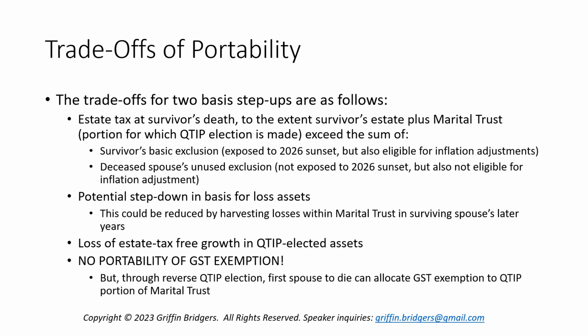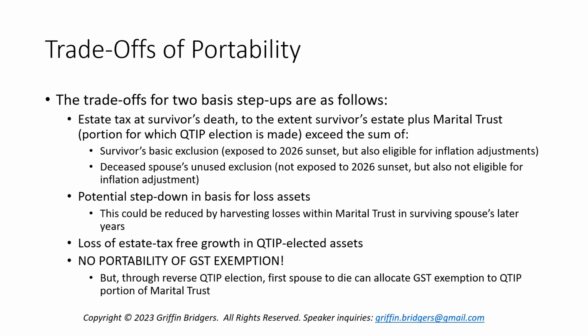Now, those two move opposite from each other. The basic exclusion of the survivor is exposed to the 2026 sunset, but is also eligible for inflation adjustments, with the trade-off being that the deceased spouse's exclusion is not exposed to the 2026 sunset, but is also a static amount that's not eligible for inflation adjustment. We also have to take into account the potential step down in basis for loss assets. This could be reduced potentially by harvesting losses within the marital trust, especially in the surviving spouse's later years.